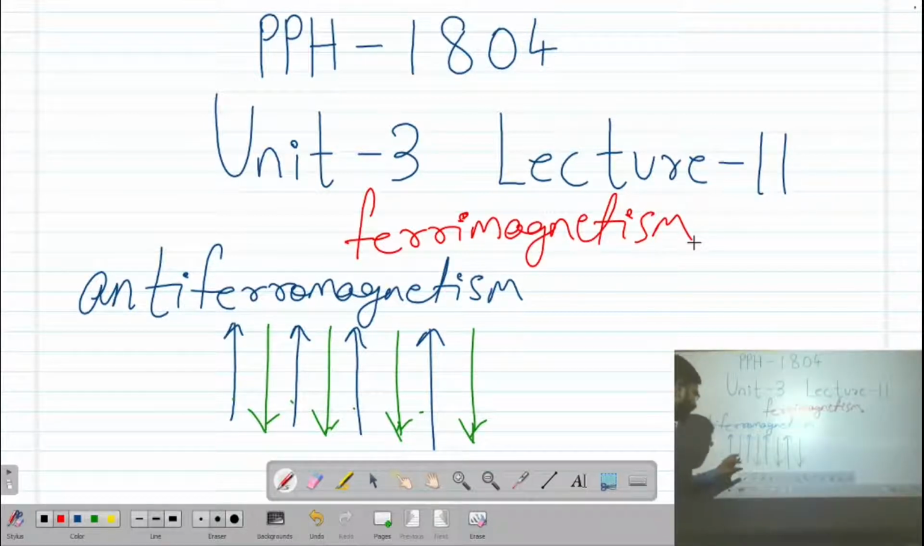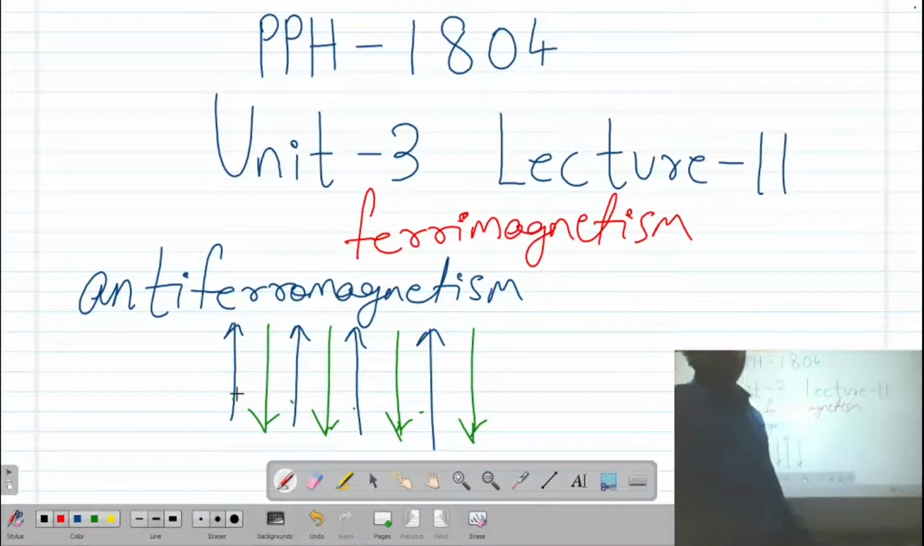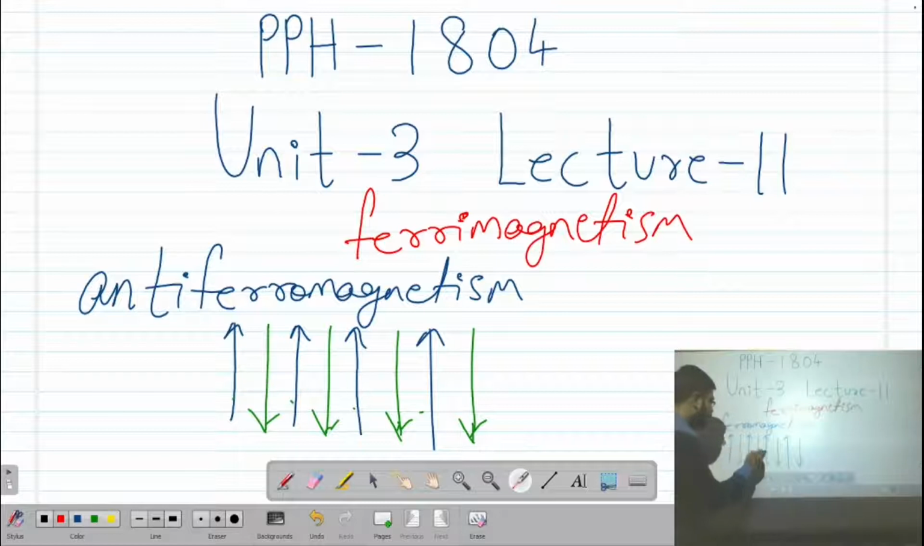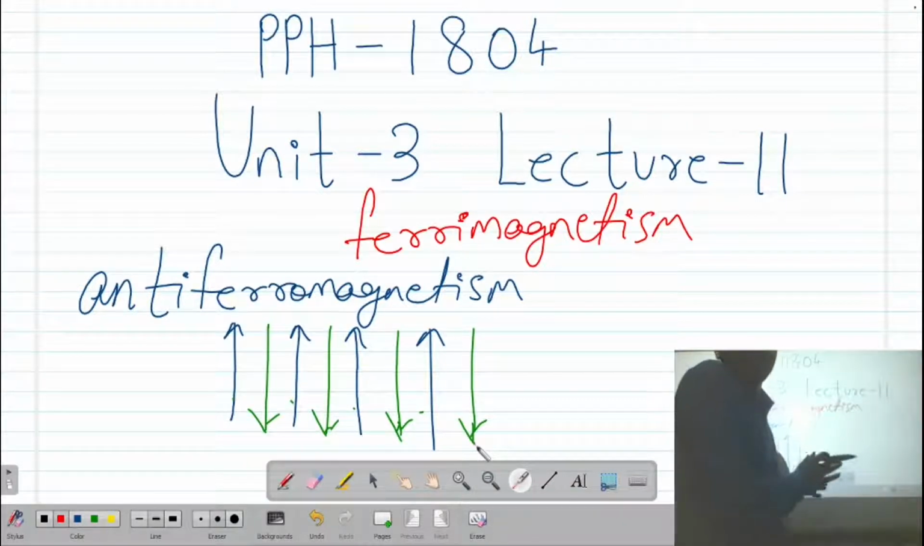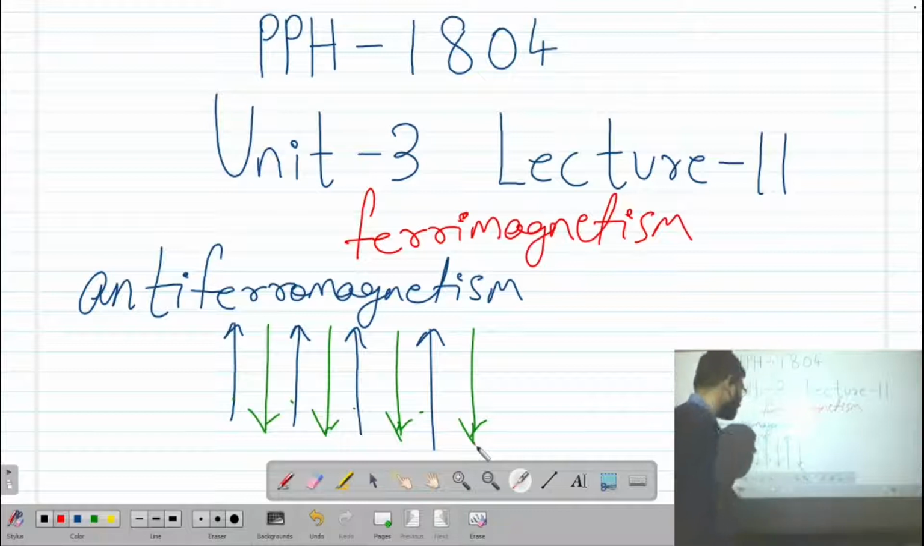Now, if we take the antiferromagnetism example, then the magnetic dipole moments of the atoms oppose each other, that is, both sides will have an equal number. If 1, 2, 3, 4 are in the upward direction, then 1, 2, 3 and 4 will be in the downward direction. We will have an equal number of magnetic dipole moments pointing in opposite directions, right?